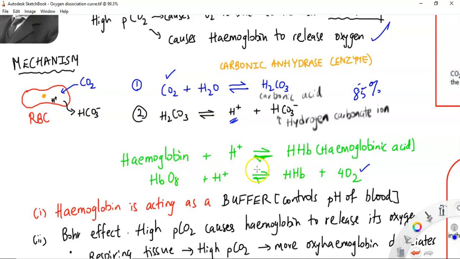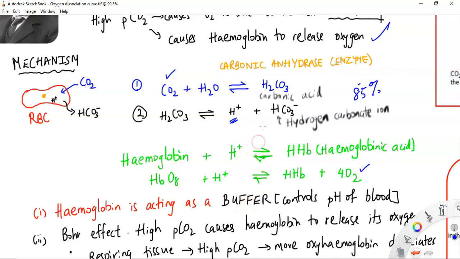So that particular mechanism is significant in two ways. Number one, hemoglobin is acting as a buffer. A buffer is a solution that controls the pH. So blood itself does not become acidic thanks to hemoglobin, because the hemoglobin is going to combine with the H plus that is formed in order to form hemoglobinic acid. So hemoglobin is acting as a buffer.